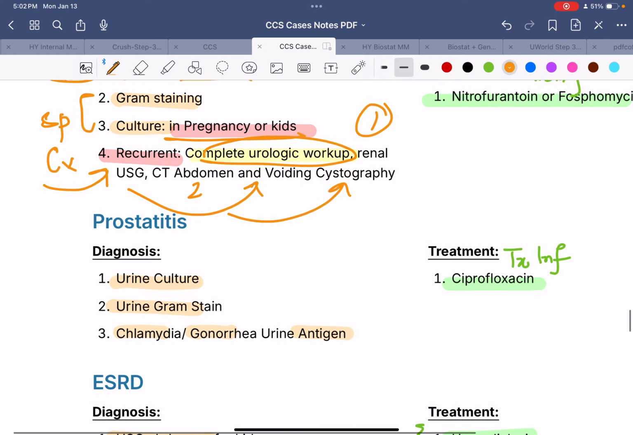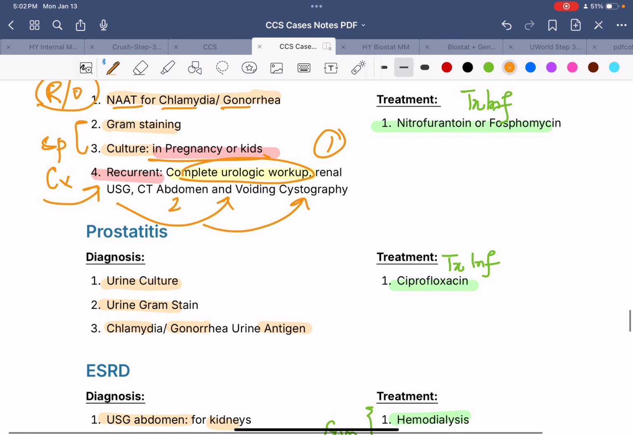Next off, we have prostatitis. So again, prostatitis is similarly an infection of the prostate, just like UTI. So urine gram stain, basic urine analysis, basic urine culture sensitivity, along with gonorrhea and chlamydia urine antigen or nucleic acid amplification test.